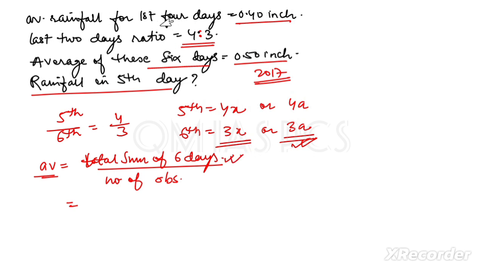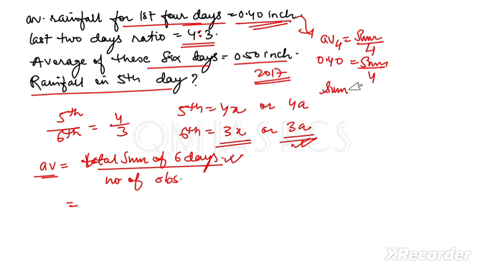So for the first 4 days the data was given, it was 0.40. So can we write this average as: average of 4 is equal to sum divided by what number? That 4. It's for 4 days, that's why I'm writing 4 here. Just working with this one data. So average 0.40 is equal to sum divided by 4. So what will be the sum here? Sum is equal to 4 multiplied by 0.40. This is the sum of just 4 days, not 6 days. So here we will write the sum of 4 days like 4 into 0.40.